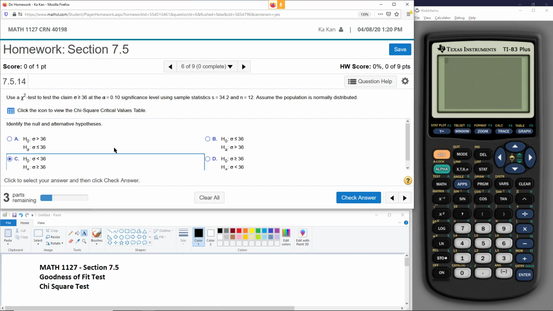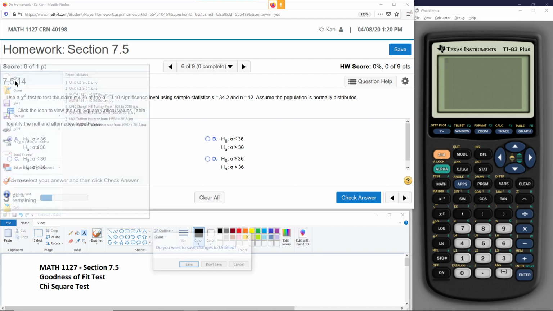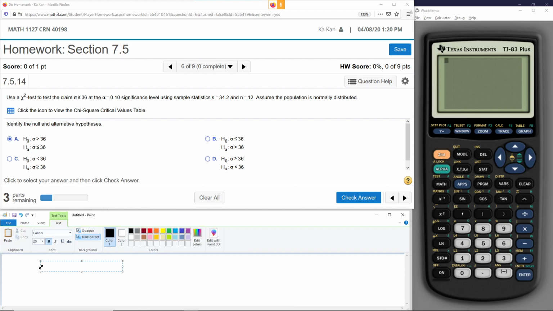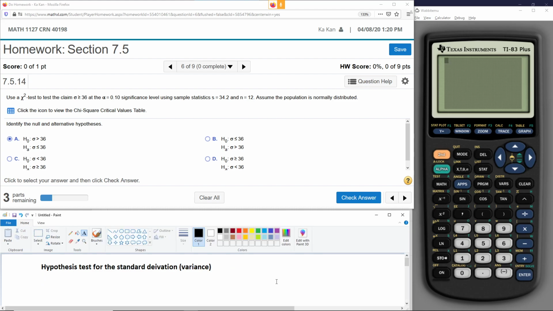So now, for the goodness of fit test, what is this thing? What's the chi-square test? Chi-square test is basically a hypothesis test for the standard deviation. And you guys remember, standard deviation squared is the variance. So if you're testing for the standard deviation, you're also testing for the variance. It's the same thing. One is the square of the other.